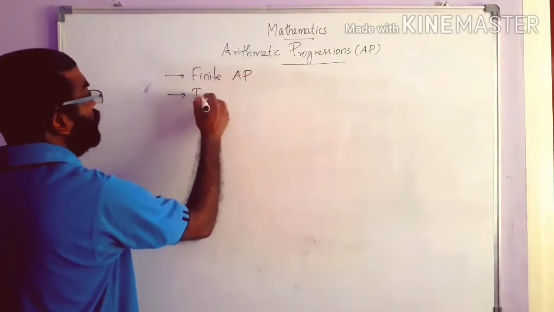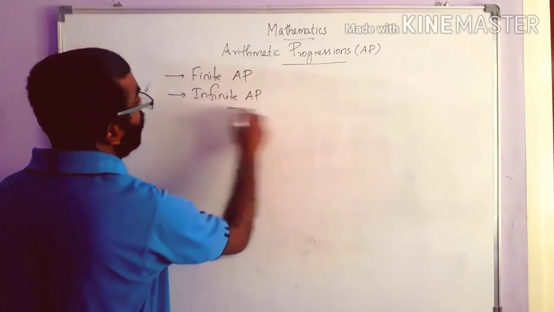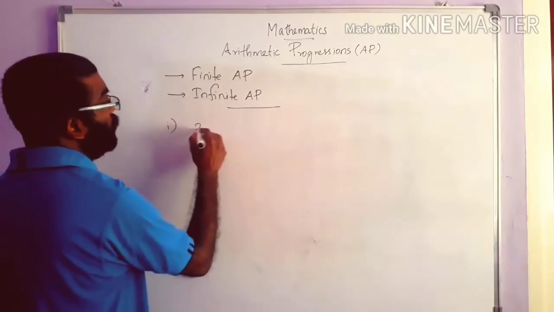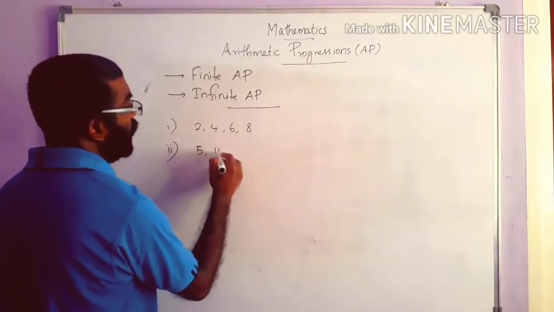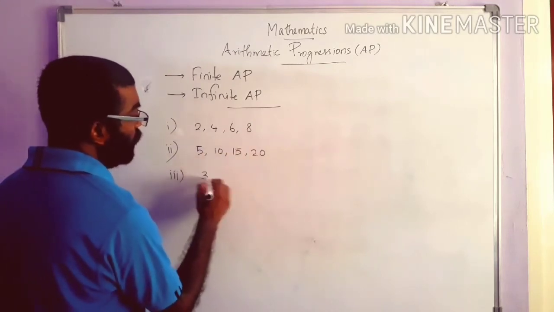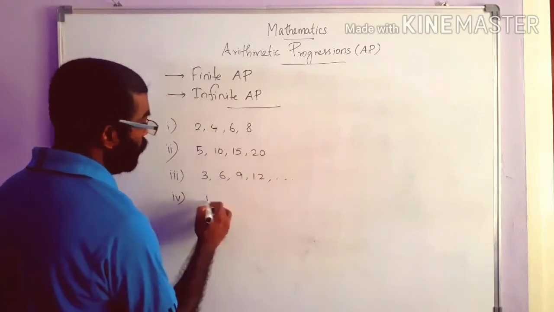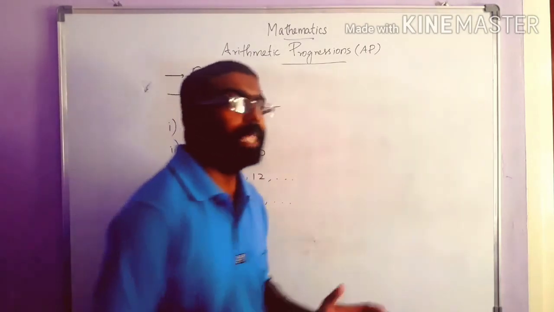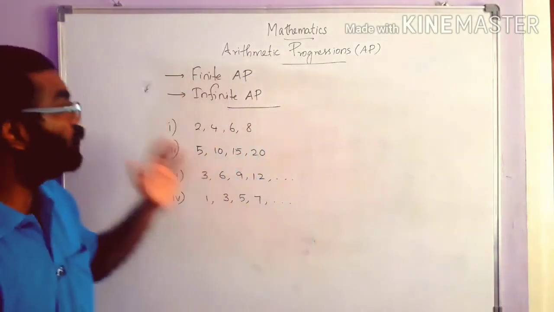Finite AP and infinite AP. Let us consider some examples of AP. 2, 4, 6, 8. 5, 10, 15, 20. 3, 6, 9, 12, etc. 1, 3, 5, 7, etc. Clearly, all the examples listed above form an AP. And now observe the first two examples.